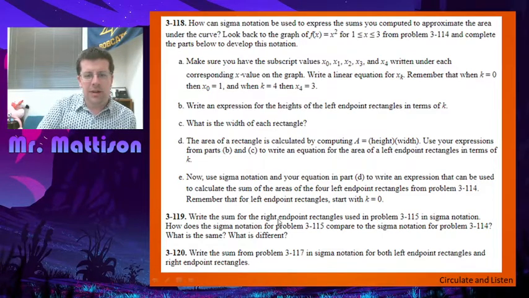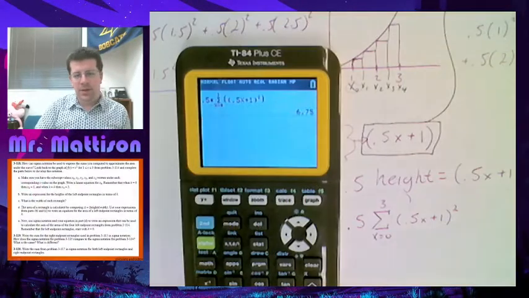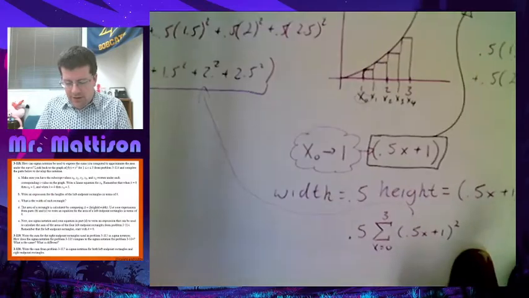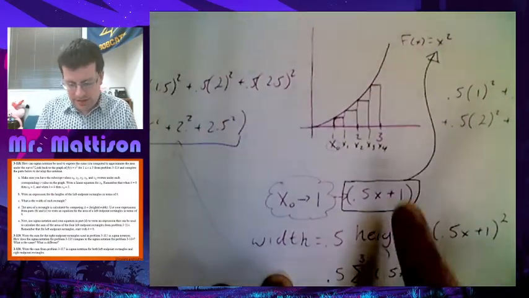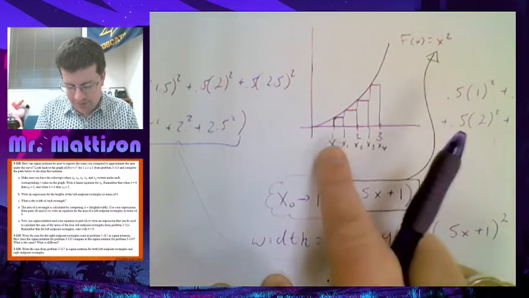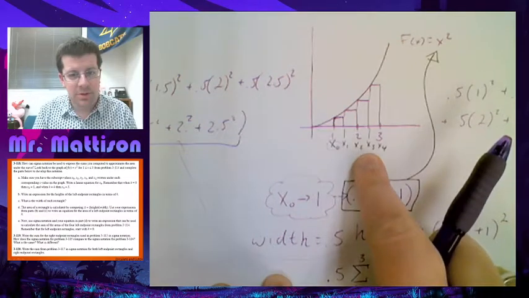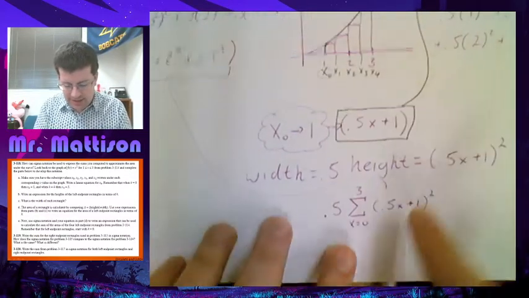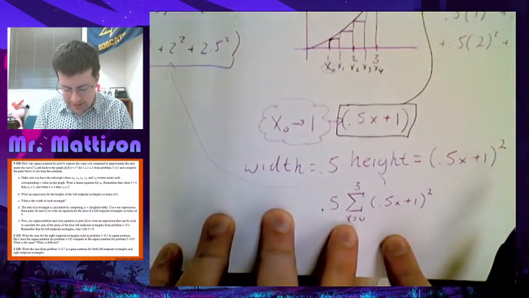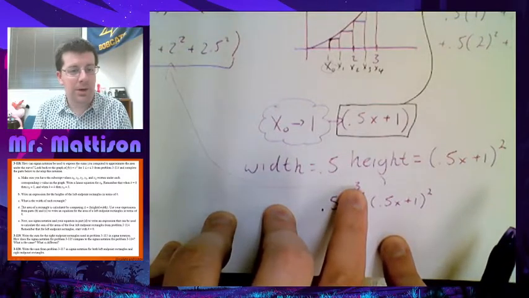So what if we want to do the right endpoint rectangles? Well, how could we change this? So let's try that one. Well, all I really need to do is use 1 through 4 as opposed to 0 through 3. So I could just change this to being x starts at 1, ends at 4.